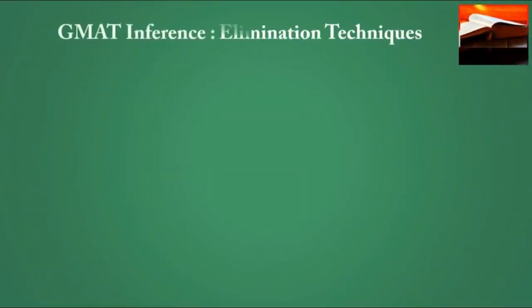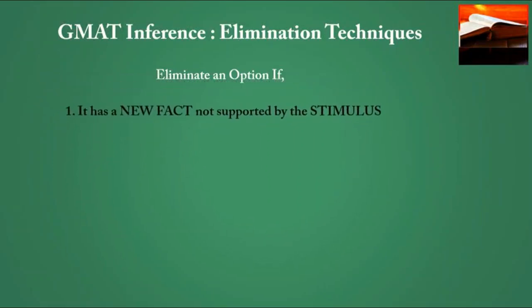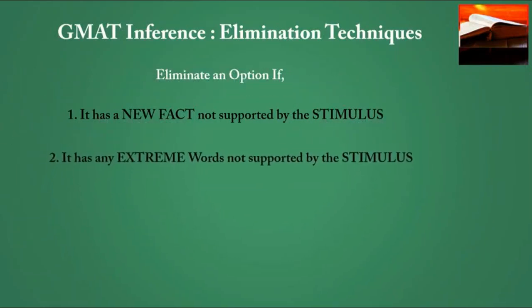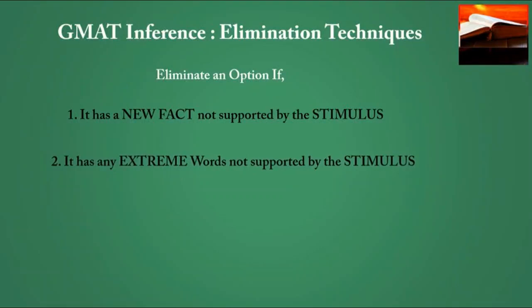There are solid elimination techniques to solve all types of questions in GMAT. As already explained, the best option for an inference is fully supported by the information given in the stimulus. Hence, you must eliminate any option if it has some new fact which is not supported directly or indirectly by the stimulus. Options having extreme words such as must, only, always, impossible, never, definitely, etc. must be eliminated if they are not supported by the stimulus.